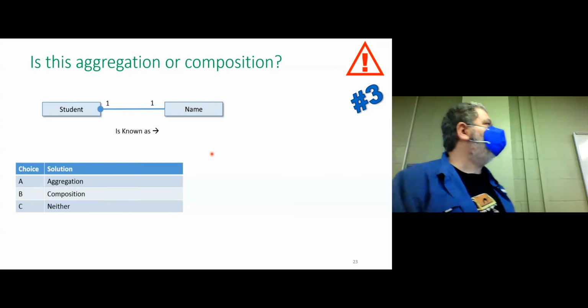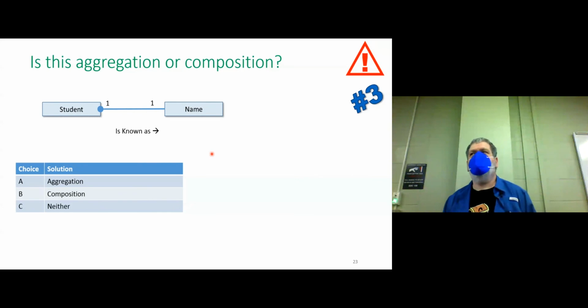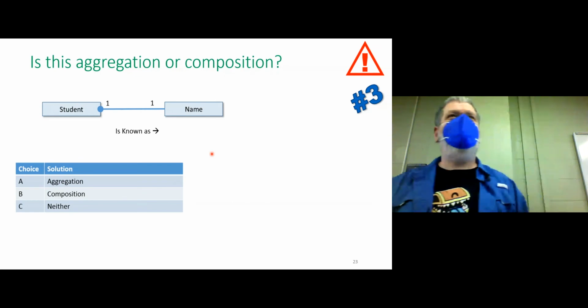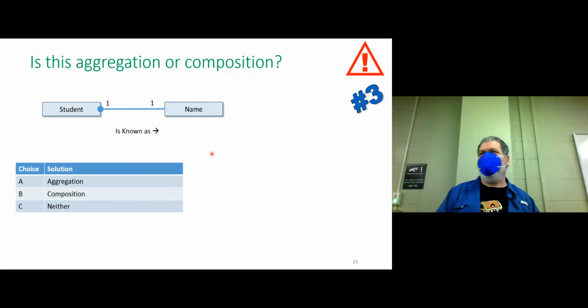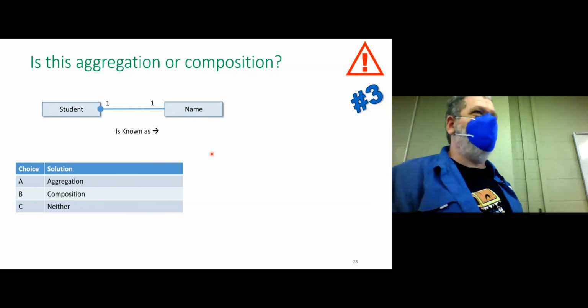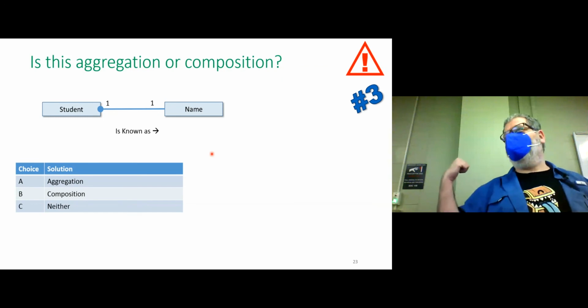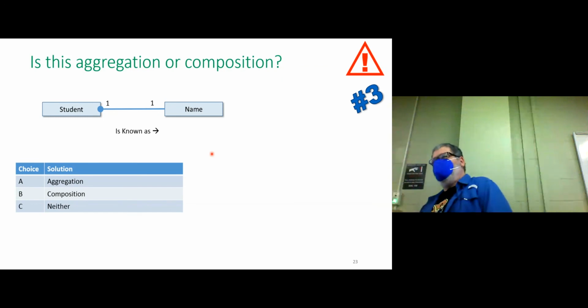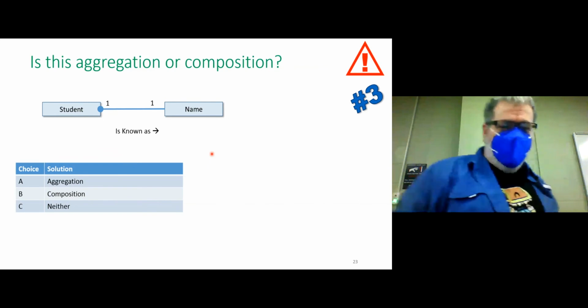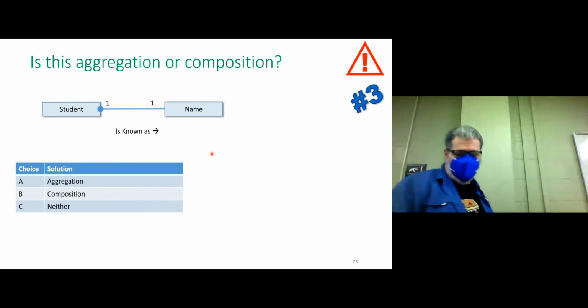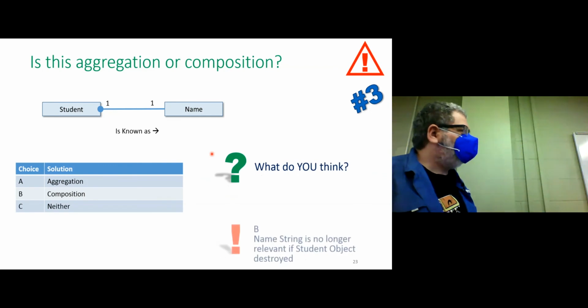So what do you think? That one should be faster, right? How many for aggregation? Aggregation is not popular. How many for composition? Composition is popular. How many for it's not aggregation or composition? That guy over there? Oh, thank you. Actually, I thought you were joking, but all right. Thank you. Nice. Let's take a look together.